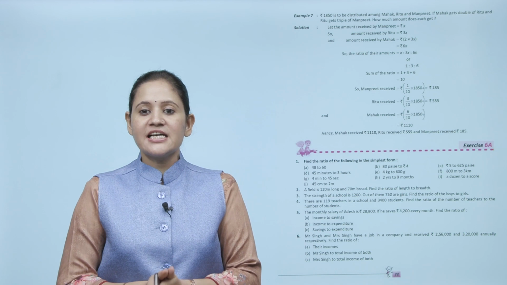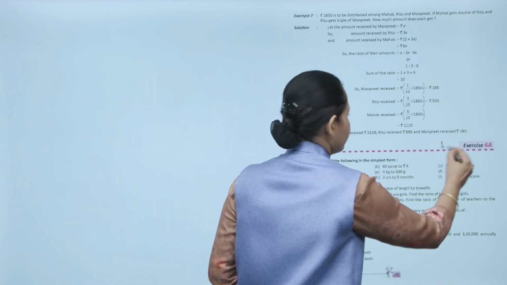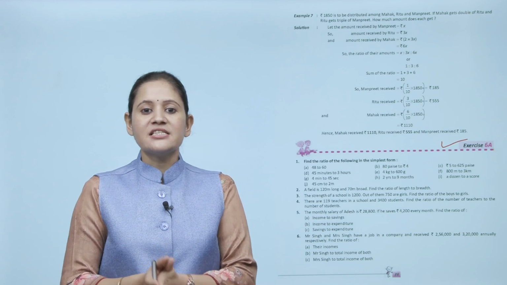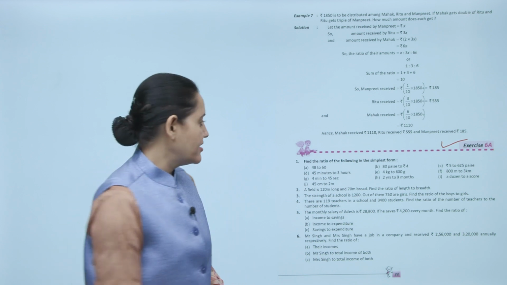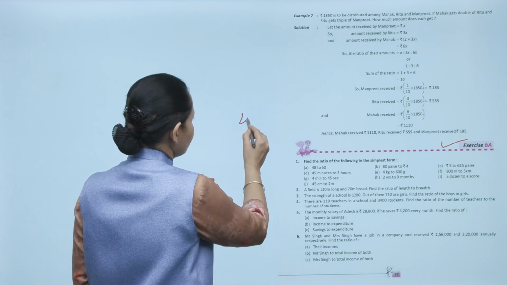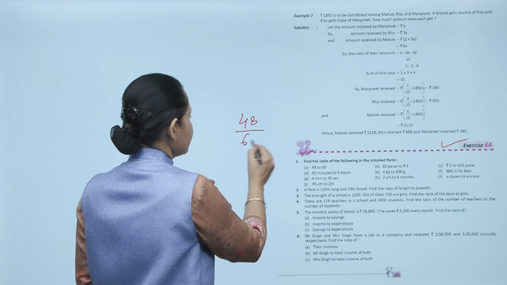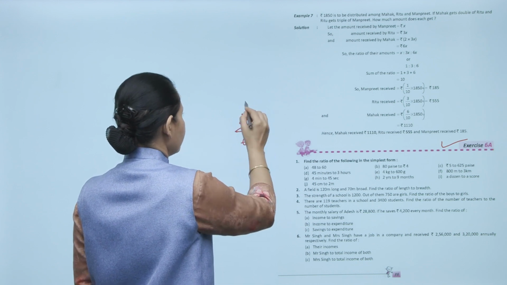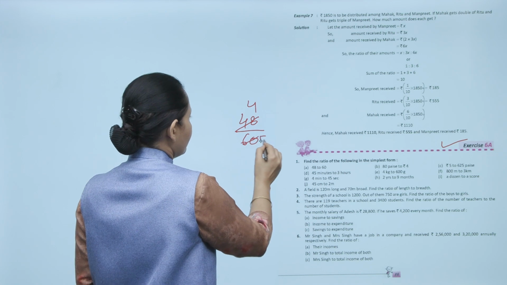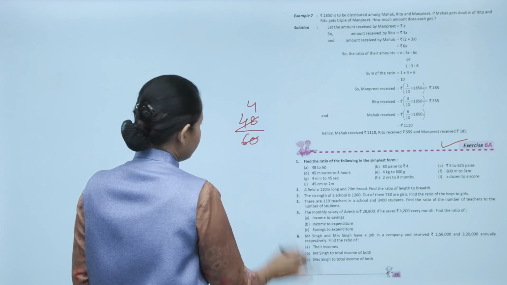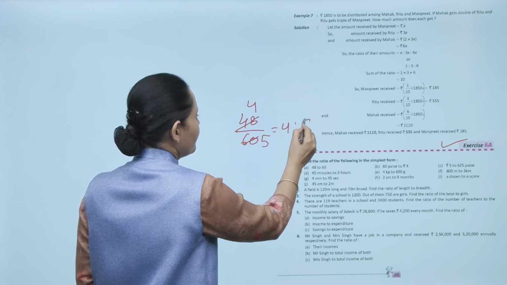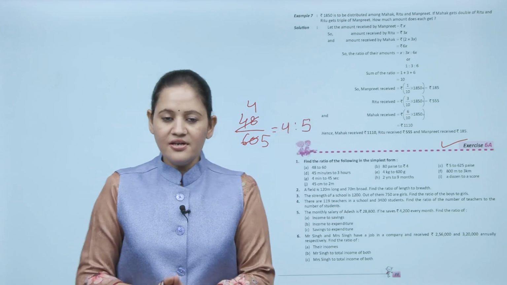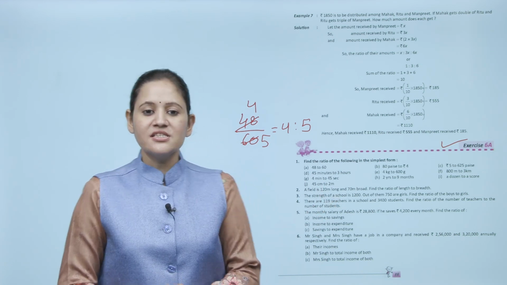Next is exercise 6A. Find the ratio of the following in the simplest form. First is 48 to 60. So ratio हो जाएगा 48 upon 60. Lowest term में change करेंगे. So the answer will be 4 ratio 5. Clear? You have to practice all the questions.